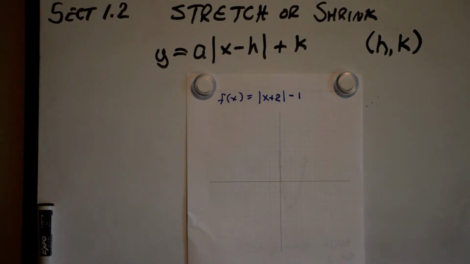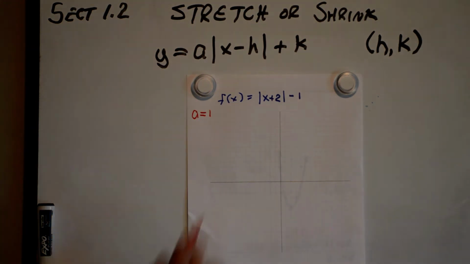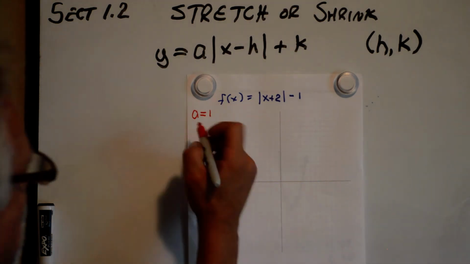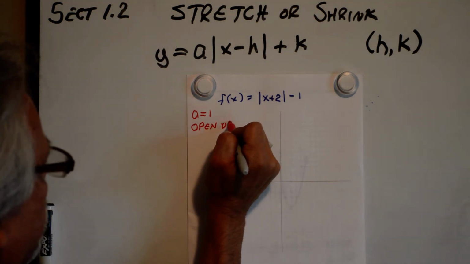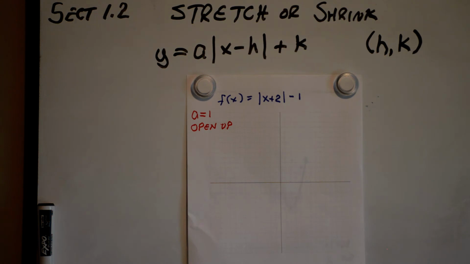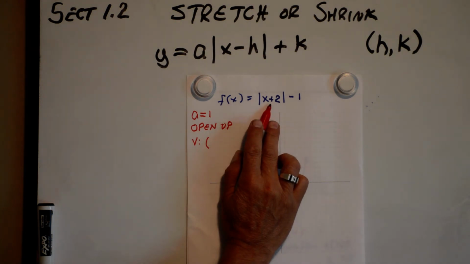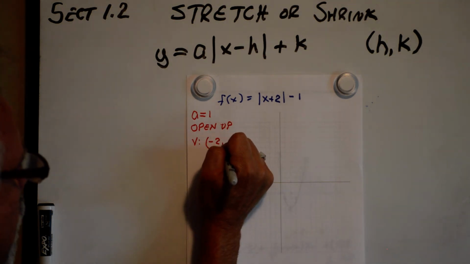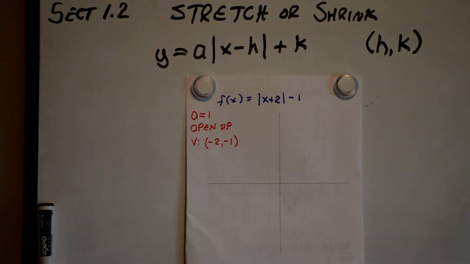We know, first of all, that A is going to be equal to 1, because we don't have a number there, so we understand it's going to be 1. We also know now, since that's positive, this guy is going to open up. My vertex is going to be the opposite of what's inside there, so that's a negative 2, and the same as what's there, negative 1. Negative 2, negative 1.